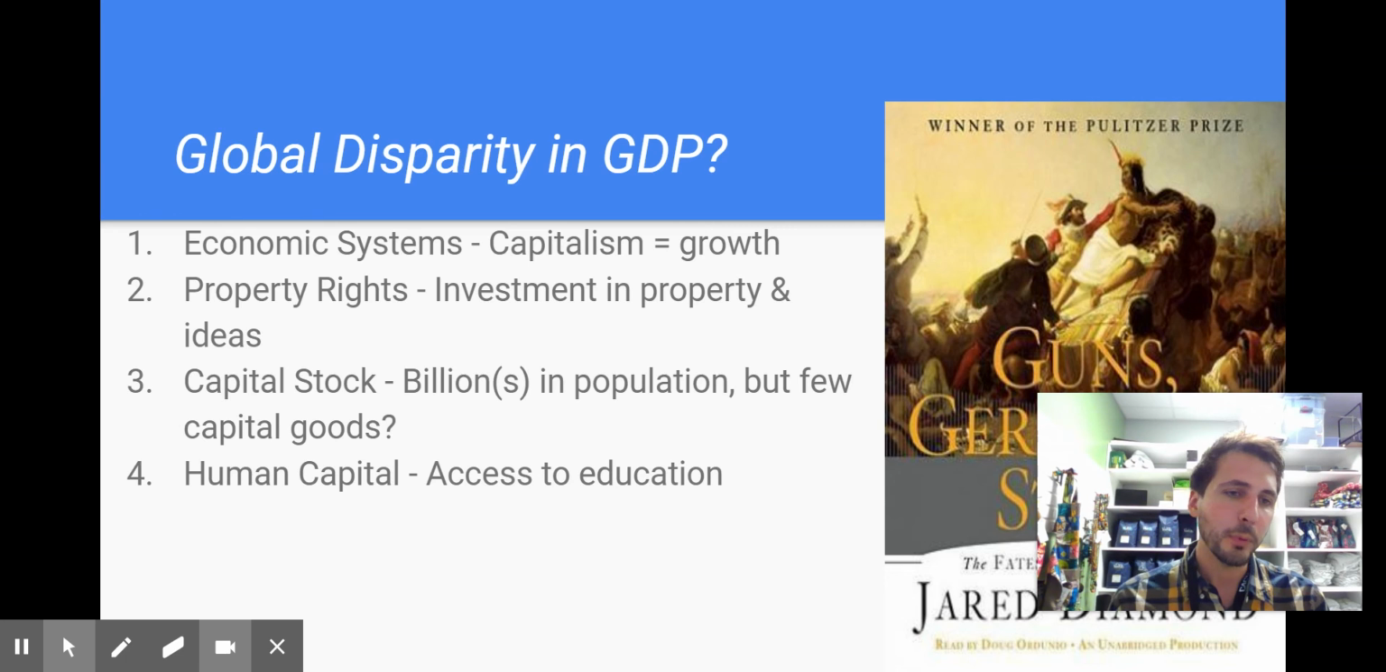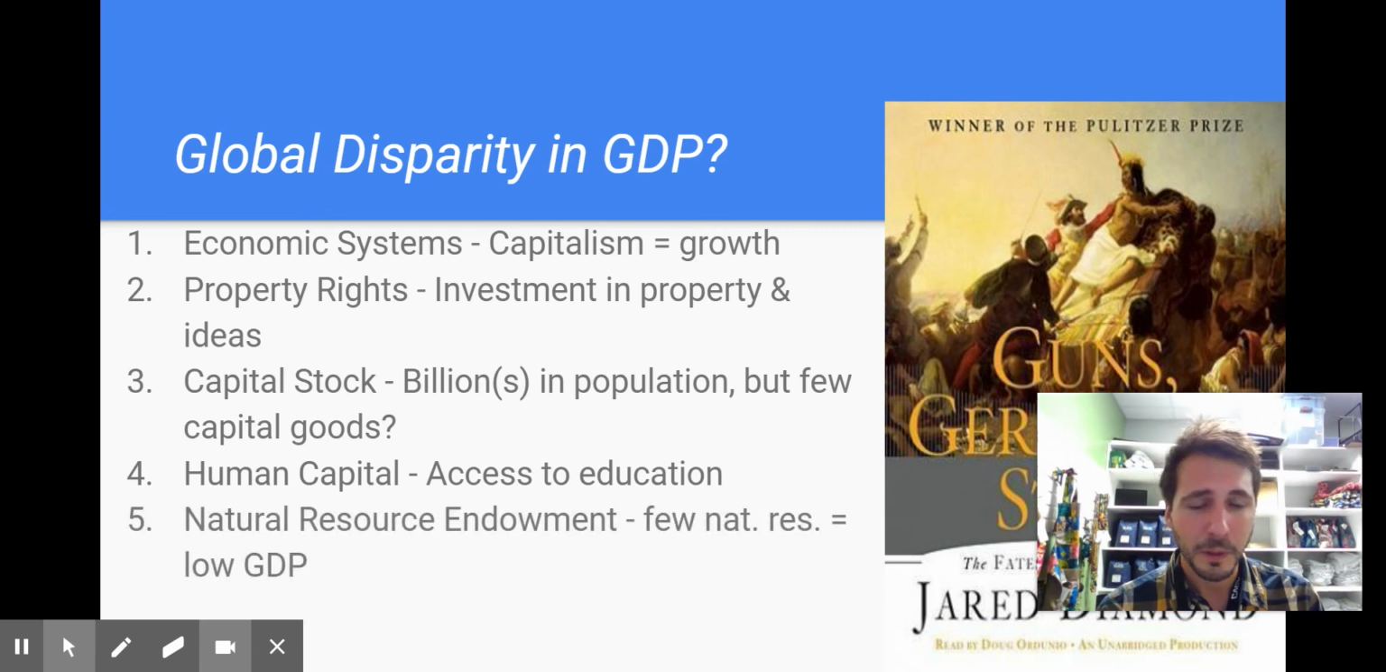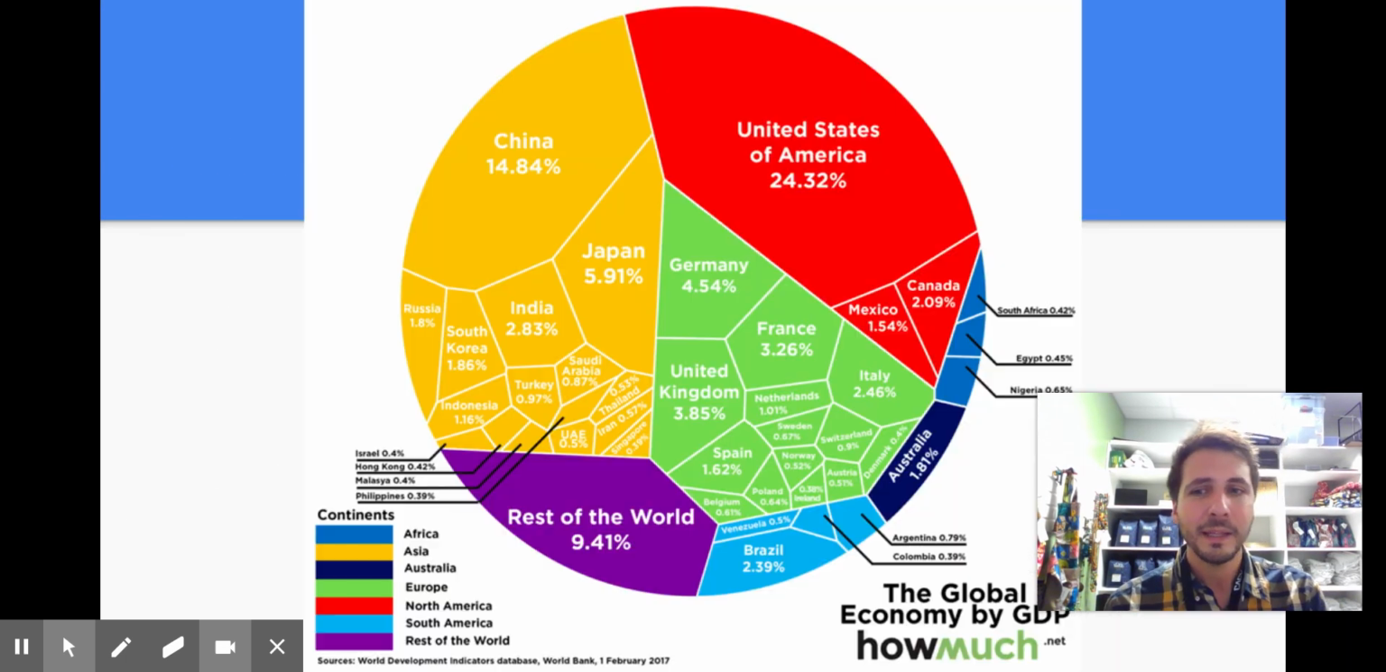Human capital is really important. Do people have access to free and public education in that nation? If they do, that means individuals are going to be more productive than they were before. And then, of course, natural resource endowment. Who has the natural resources? Who has access to those natural resources? If you have very few of them, then normally that's associated with low GDP.